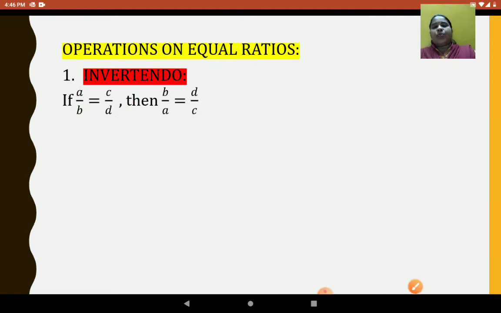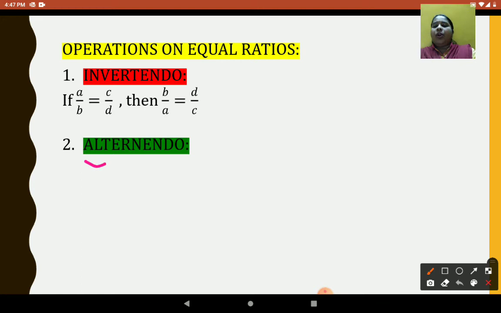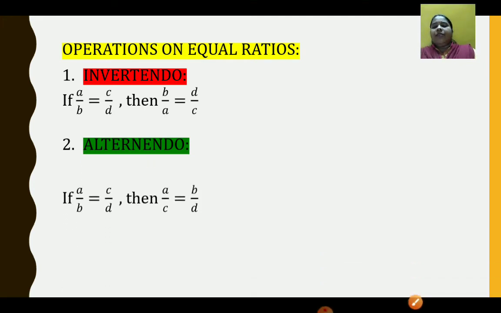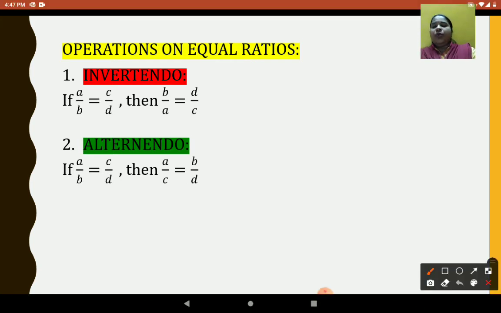This is the first property, that is invertendo. Second property is alternando. Now alternando, the word itself is telling you alternate places, you have to change, right? See this. If I have equal ratio A upon B is equal to C upon D, then you don't have to change A. It will remain as A. Change this. It will go up here and this will come down here. Only that much change. So it will be A upon C is equal to B upon D.